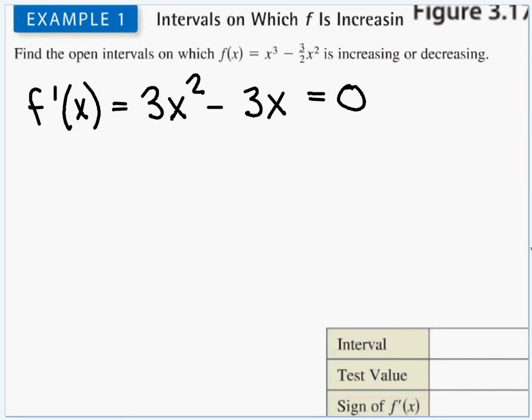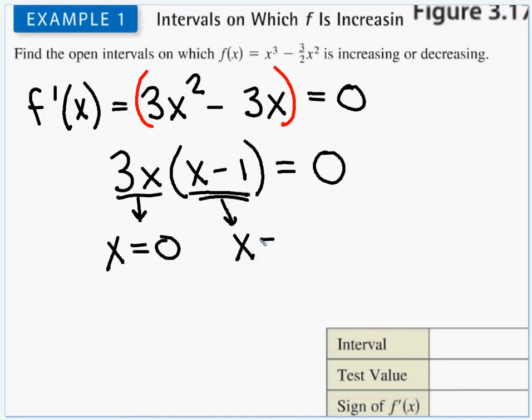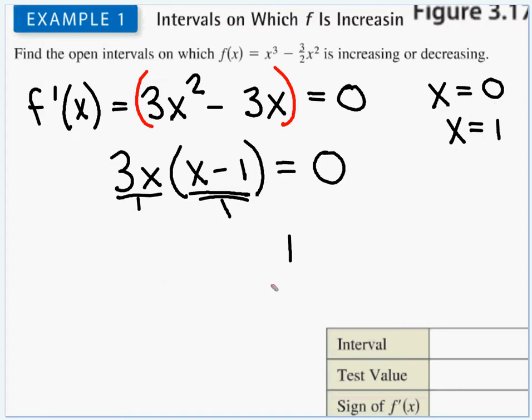So let's see here. I'm going to put a pair of red parentheses around there and ask myself, what can I factor out of each term? Looks like a 3x comes out, and that'll leave us an x minus 1 equal to 0. We set our first factor equal to 0, and we get x is 0. And our second factor equal to 0 gives us x is 1. I'm just going to put them up here for safekeeping. I want to keep my factored derivative. That's going to be important in a little bit.